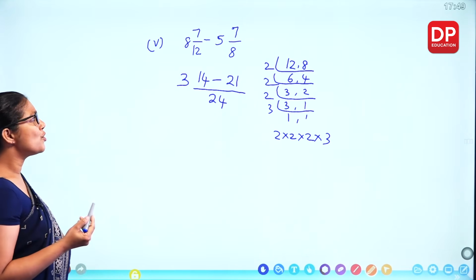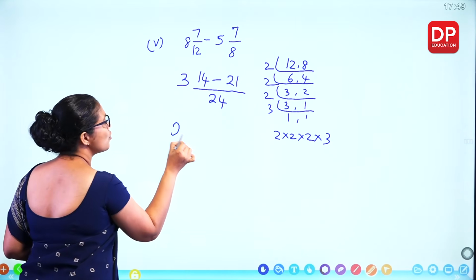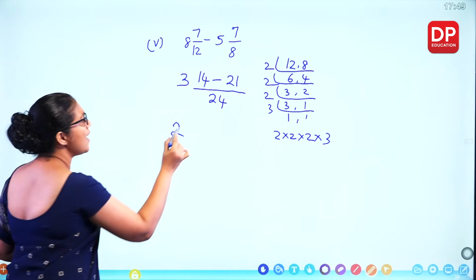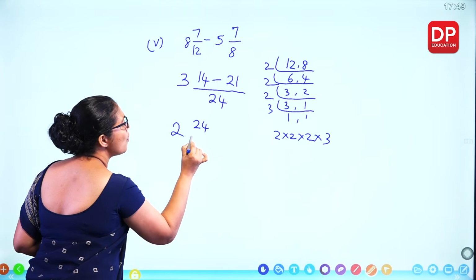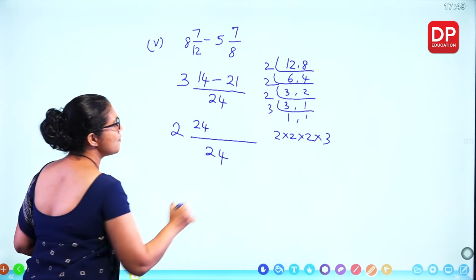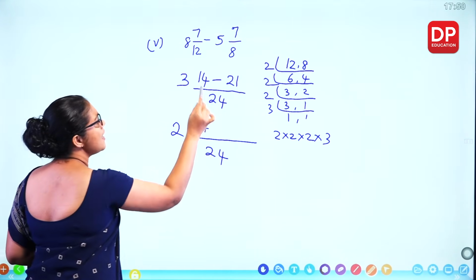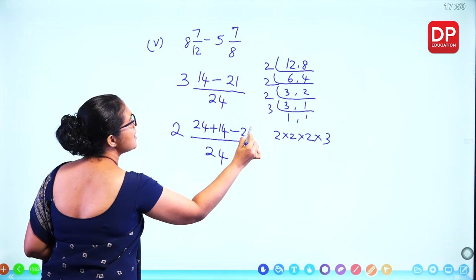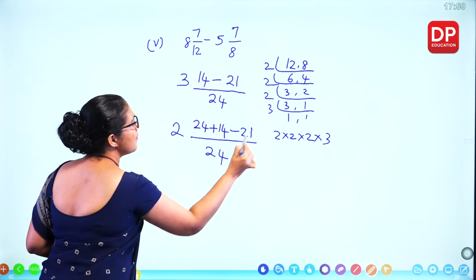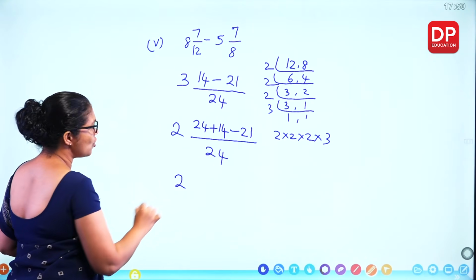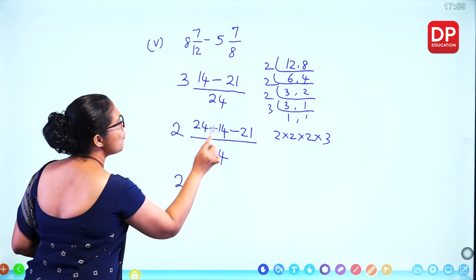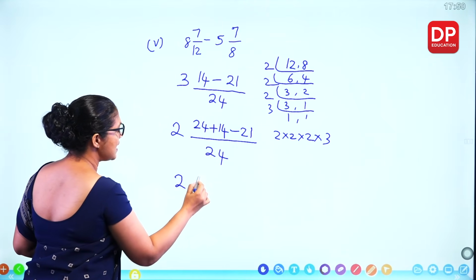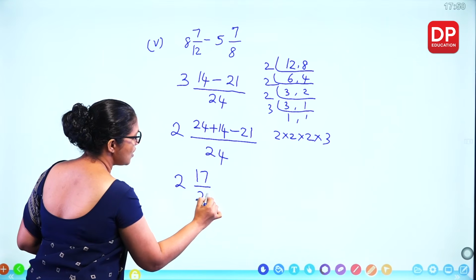So what do you do? You keep 2 parts there. Instead of that one part, I can write 24 out of 24. And then I can do the other calculation. Plus 14 minus 21. So what is the answer? 2 parts are there. 24 minus 21 is 3. 3 plus 14 is 17 out of 24.